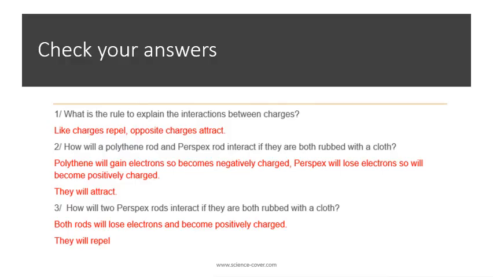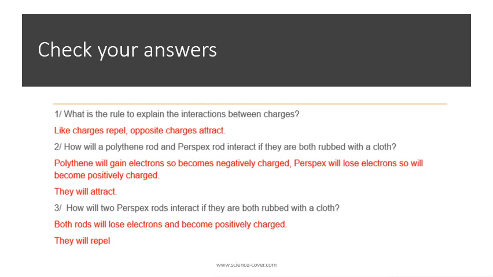Let's check our answers to the Do Now task. Firstly, what is the rule to explain the interaction between charges? We know that like charges repel and opposite charges attract. How will a polythene rod and a perspex rod interact if they are both rubbed with a cloth? Polythene will gain electrons, so become negatively charged. Perspex will lose electrons, so will become positively charged. They will attract.